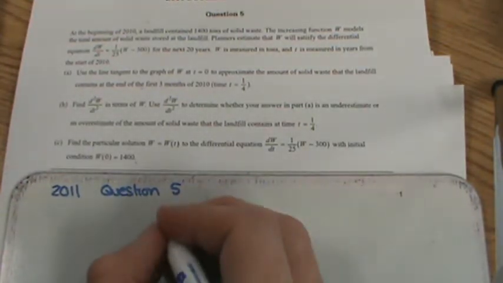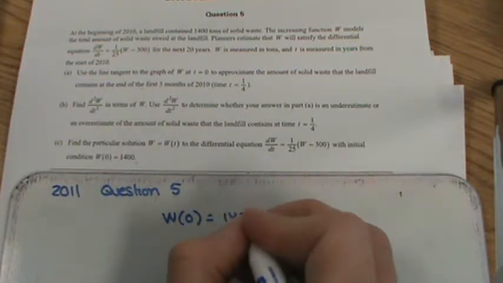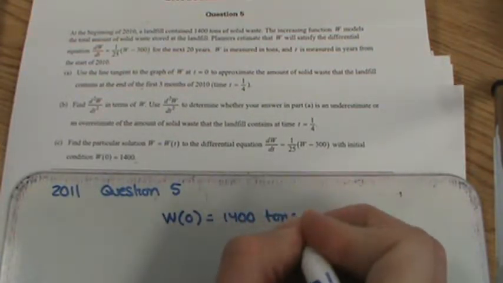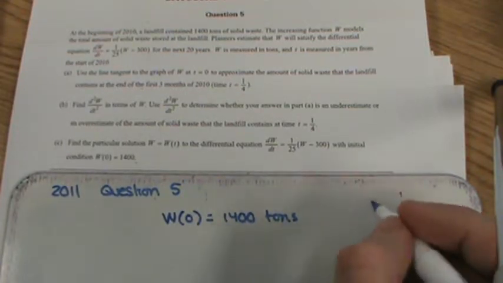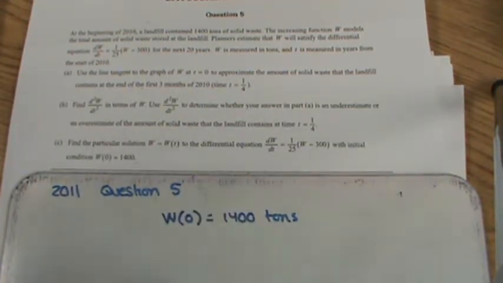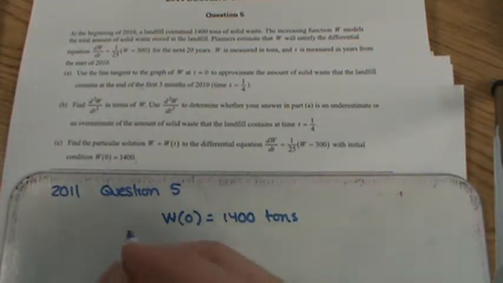So that gives us a bunch of information. One of the big things it gives us is an initial condition. W of 0 was 1,400 tons. That's because T, even though it's 2010, T is measured from 2010, so that would be T equals 0. All right, it says part A.